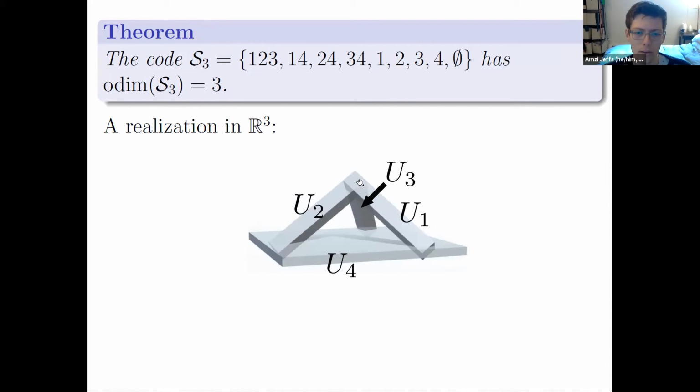I have my 1, 2, and 3 sets coming off at perpendicular angles. And then I have this 4th set that kind of slices through all of them. And I really can't draw something like this in R2. So I have a code version of this theorem from the previous slide.